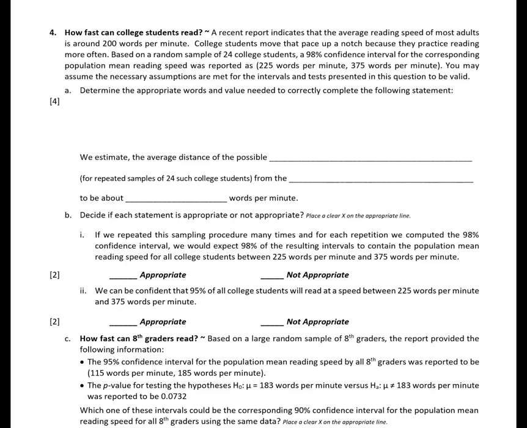Okay, let's check out page 4. How fast can college students read? A recent report indicates that the average reading speed of most adults is around 200 words per minute. College students move that pace up a notch because they practice reading more often.